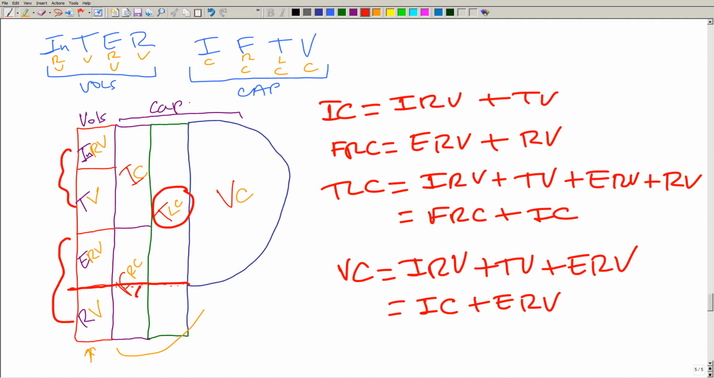So this is my mnemonic. I have to be honest with you, I'm not 100% satisfied with this mnemonic because it's still a little bit complicated, but it works for me. So I hope it works for you as well.